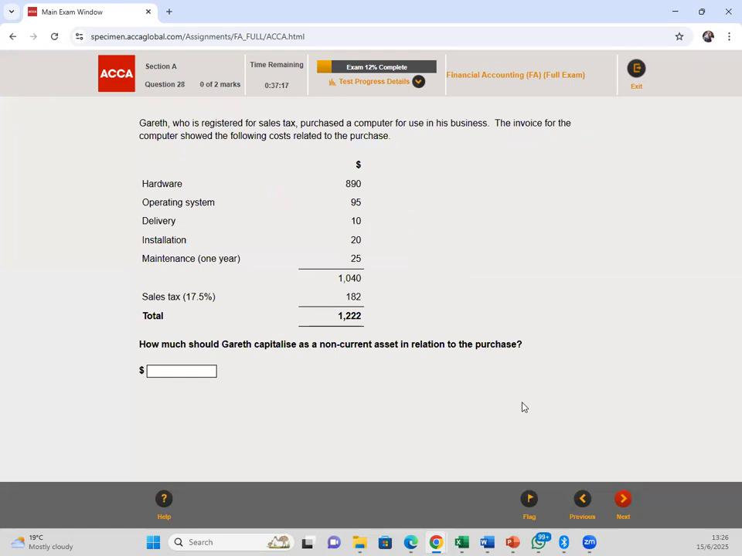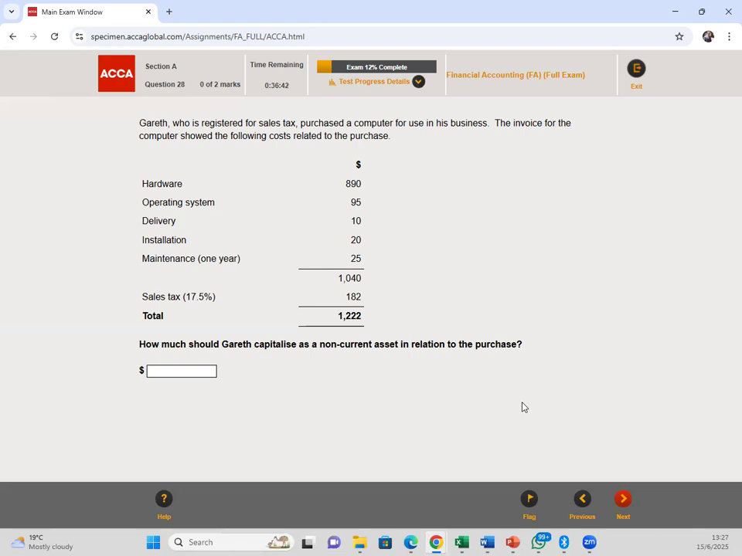How much should Gareth capitalize as non-current assets in relation to the purchase? Gareth, who is registered for sales tax, purchased a computer for use in his business. The invoice for the computer showed the following costs related to the purchase. So they purchased a computer, and those are the costs of the purchase.